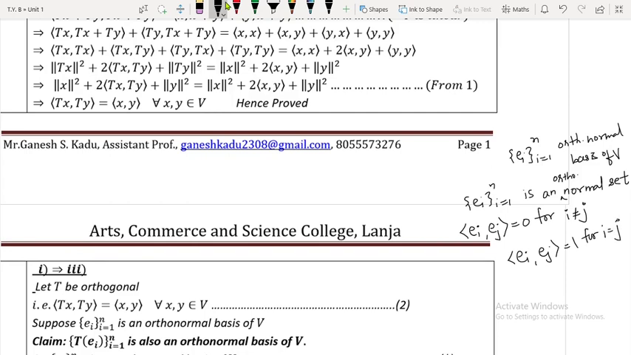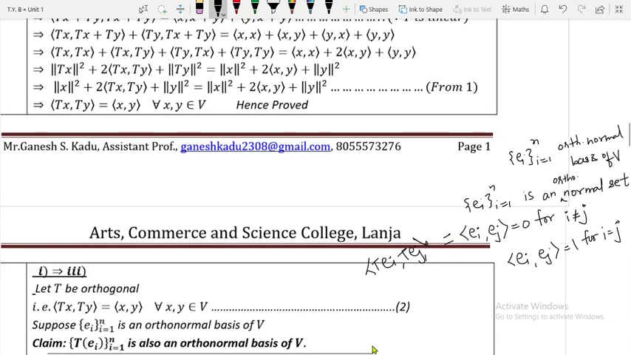Now just observe, since T is orthogonal, what do we have? The inner product of x and y, for all x, y, is equal to the inner product of Tx and Ty. Now we have the inner product of ei and ej equal to 0. But what will the inner product of ei and ej be by using this definition? If we put ei in place of x and ej in place of y, what will we get? The inner product of ei and ej will be equal to the inner product of T of ei with T of ej.